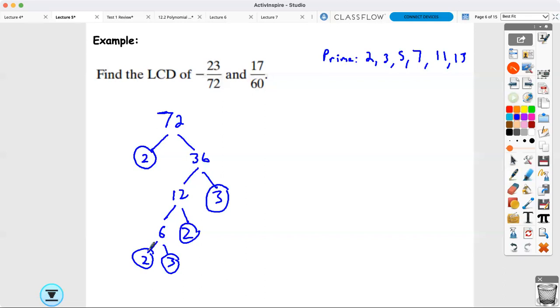So 72 is equal to, how many 2s do you see? 2, 2, 2, that's 3 twos, so it'll be 2 times 2 times 2, and then times 3 times 3. Do you see that? There's 3 circled 2s and 2 3s.